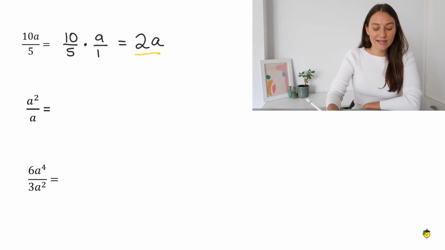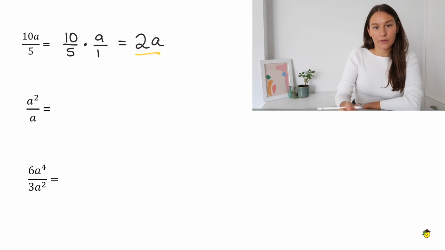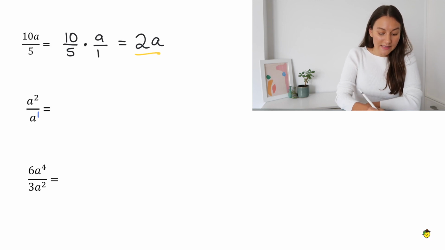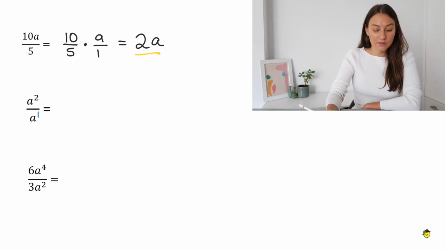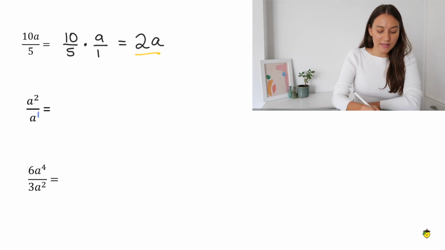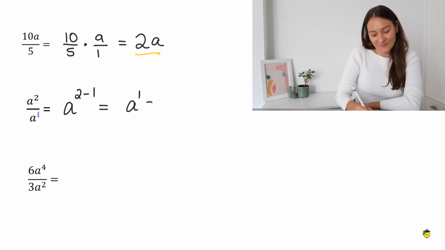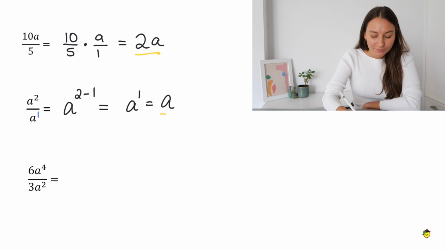What about this one? We have a squared over a. Remember that a is just a to the first power. Whenever you don't have a power, the power is 1. And now I have the same base and I'm dividing. So I know the rule: if I have the same base and I'm dividing, I have to subtract the exponents. So I get a to the power 2 minus 1, which is just a to the first power, or just a.